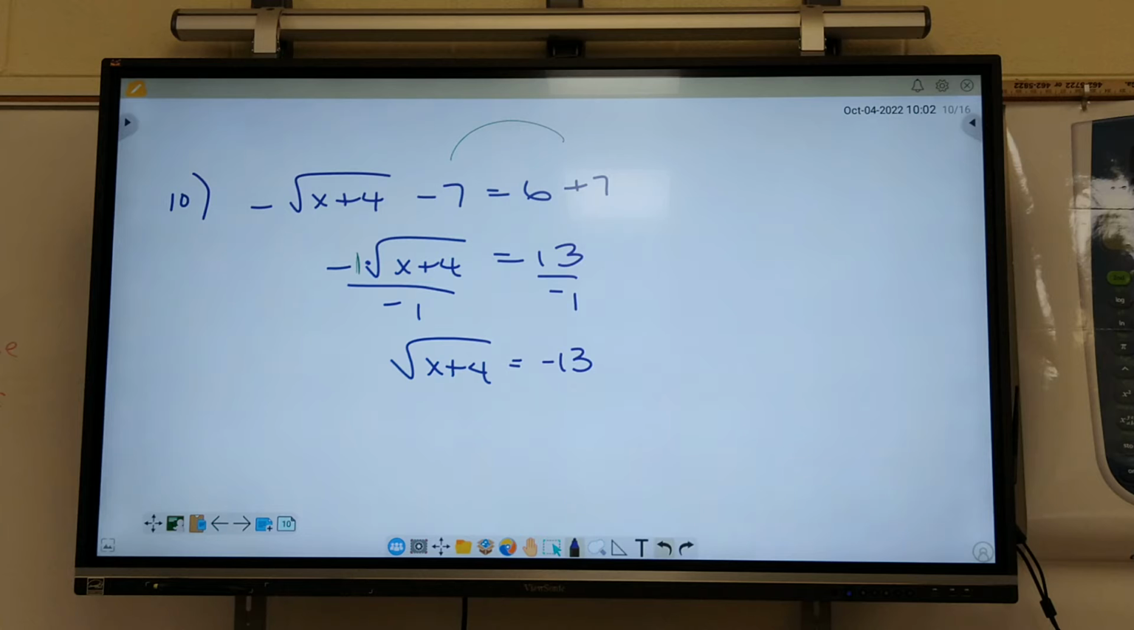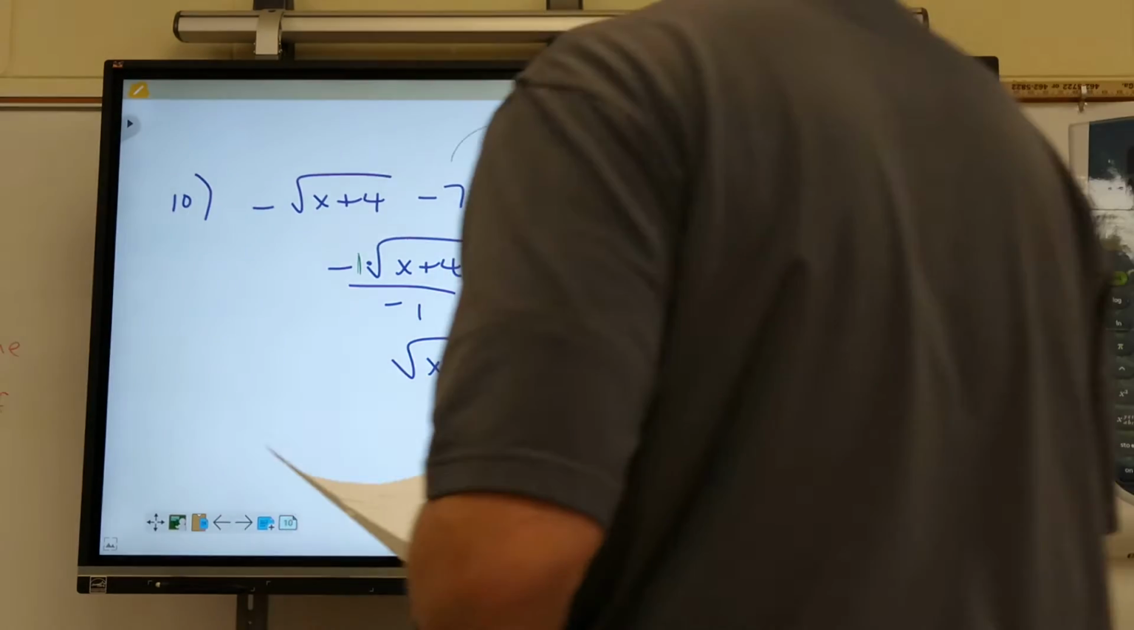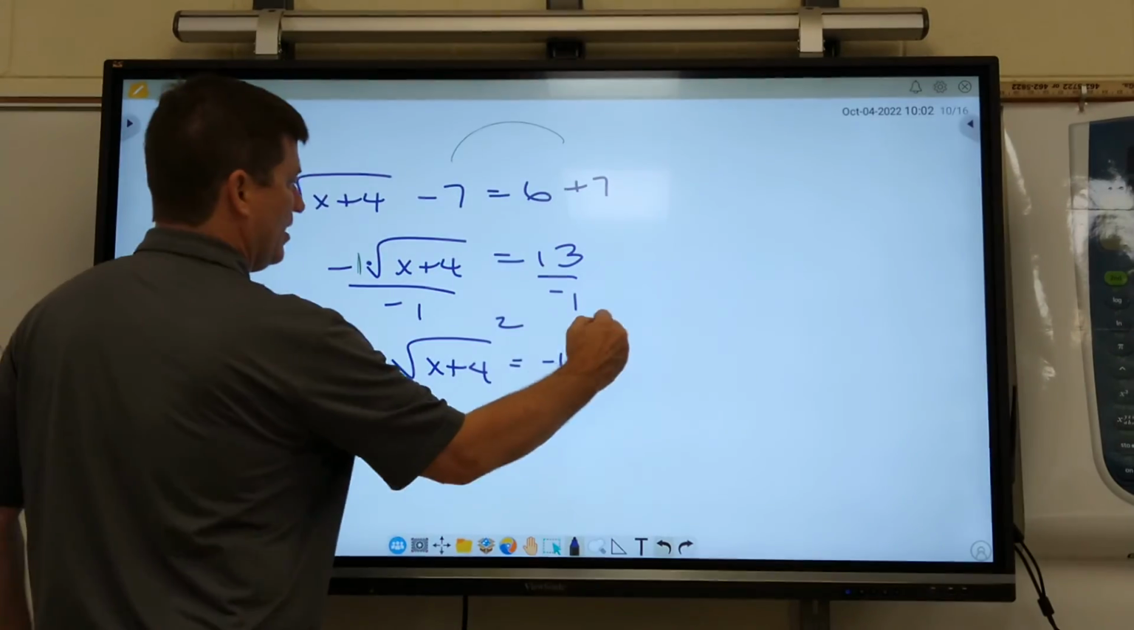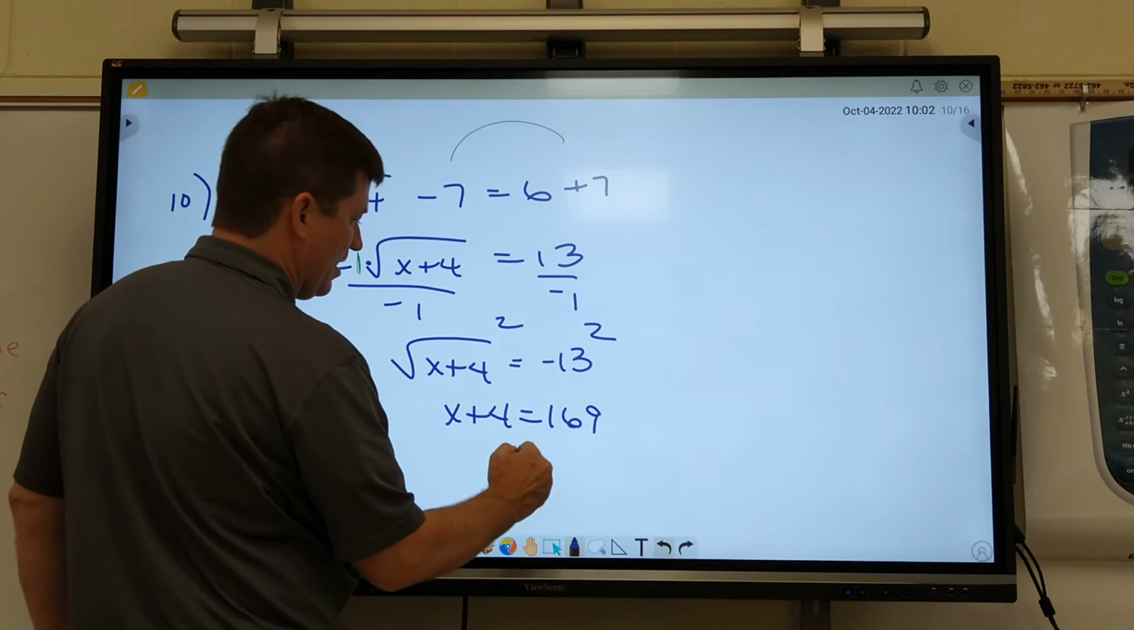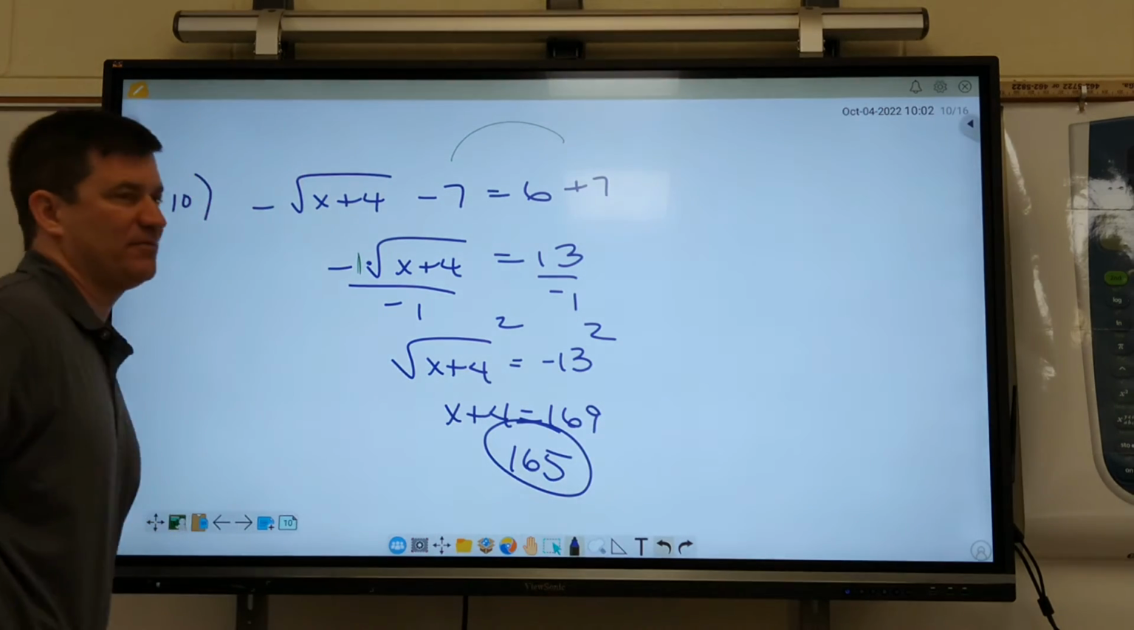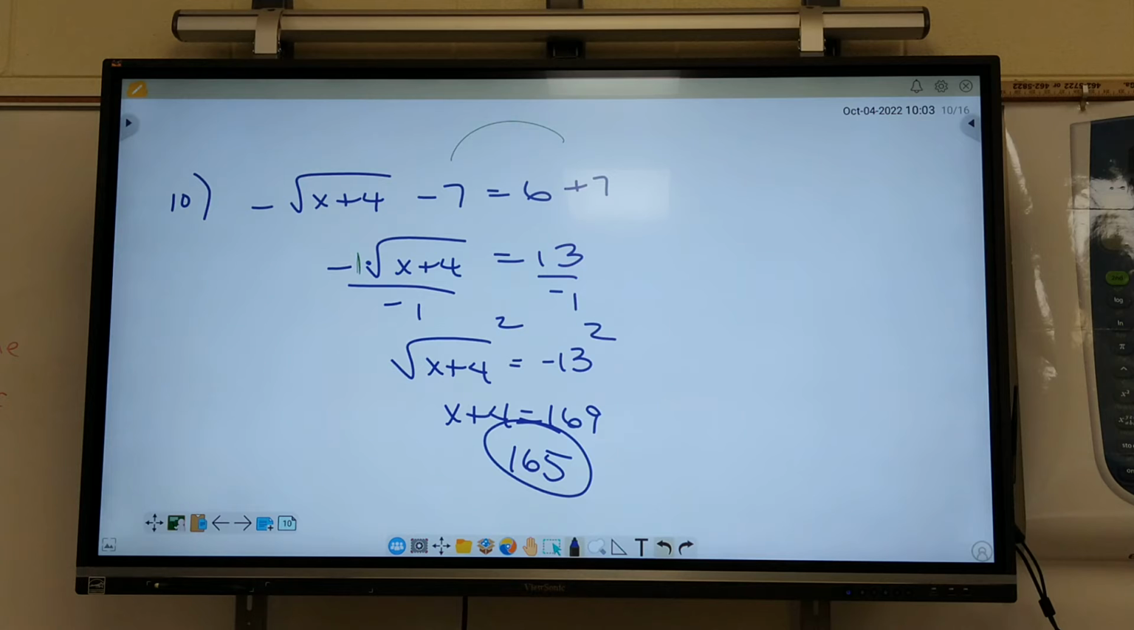So then it should be a problem. Answer's B for number 13. Alright, so I square it. I got x plus 4 equals 169. I got 165. That's what I got.